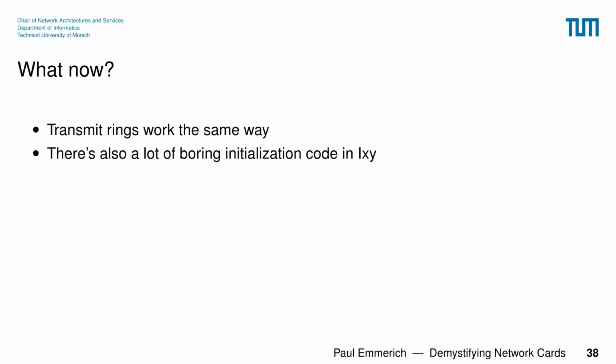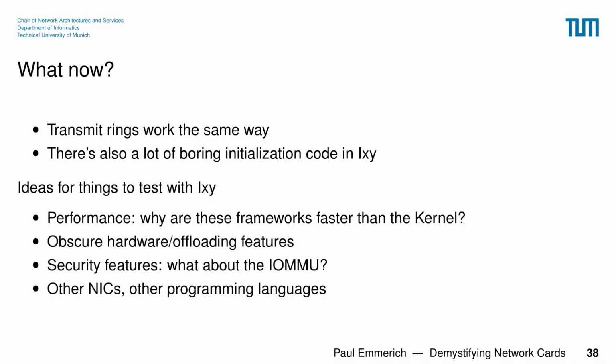What now? We have a driver that can receive packets. Next steps, well, transmit packets. It basically works the same. I won't bore you with the details. Then there's, of course, a lot of boring initialization code, and it's just following the data sheet there, like set this register, set that register, do that, and I just coded it down from the data sheet, and it works, so big surprise. Now you know how to write a driver like this, and a few ideas of what I want to do or what maybe you want to do with a driver like this.